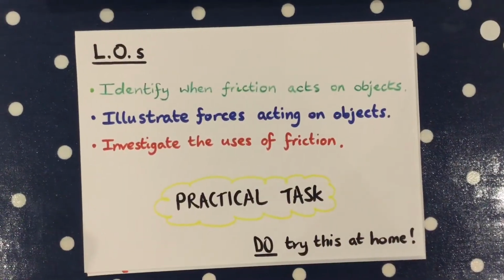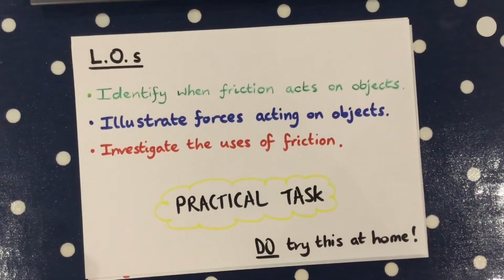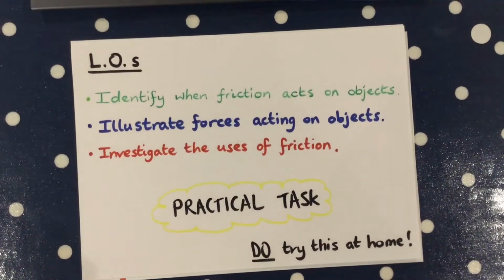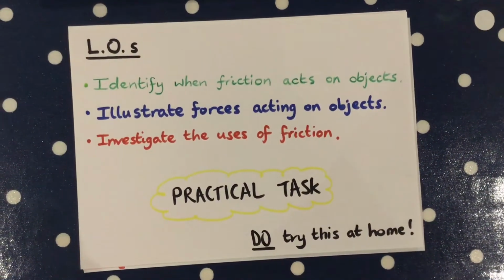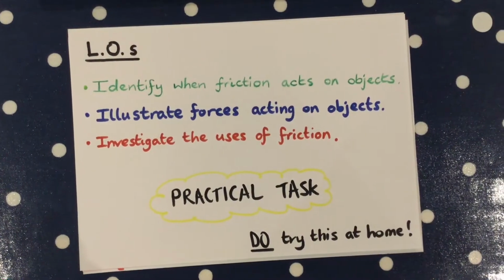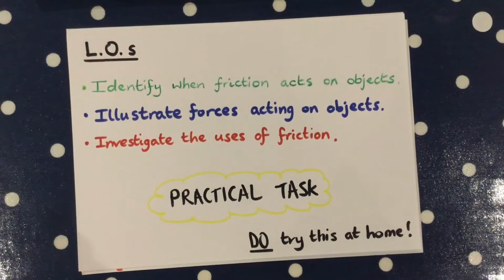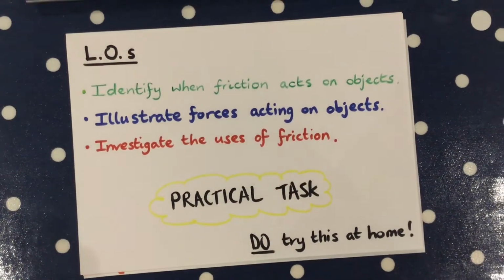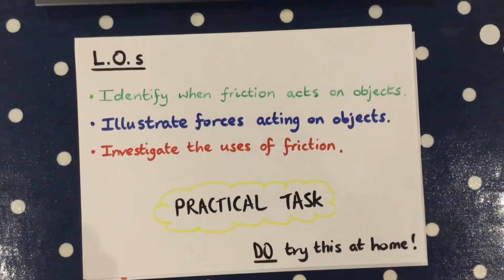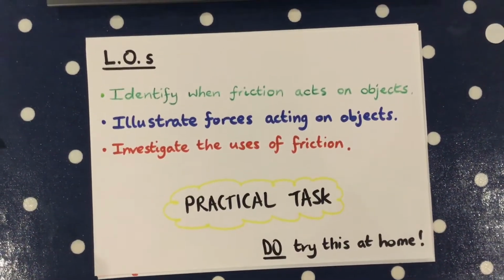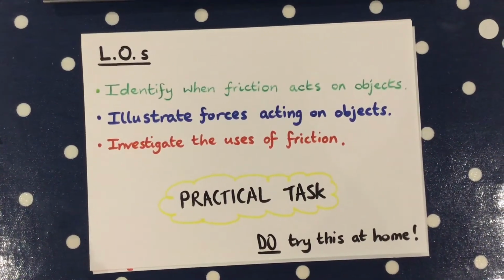Today though, we're going to look at these three learning objectives within our key question. So we're going to start by identifying when friction acts on objects, so at the point at which friction acts. Then we're going to look at illustrating forces acting on objects. That's looking back to force diagrams. Can we illustrate the work we've done with friction? Can you show that on a force diagram? And then finally, investigating the uses of friction. So when friction is used in different situations, whether it's a good thing or whether it's a bad thing.